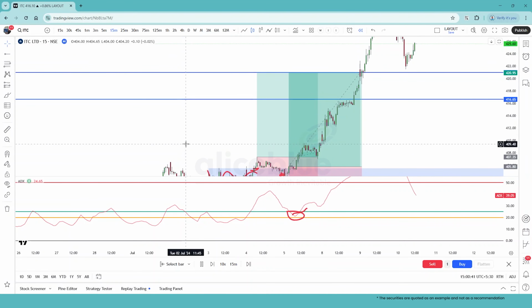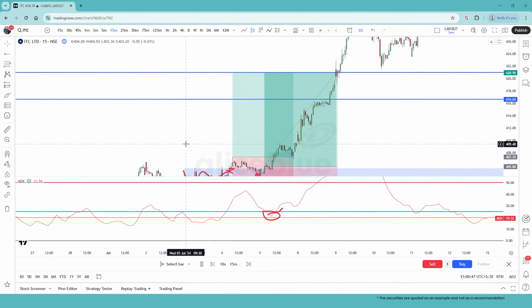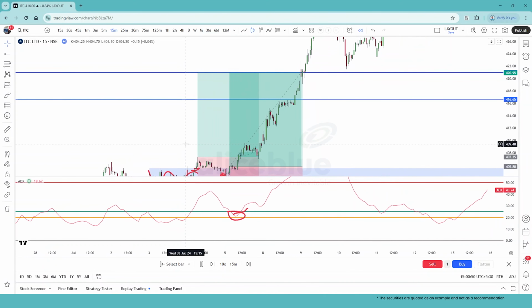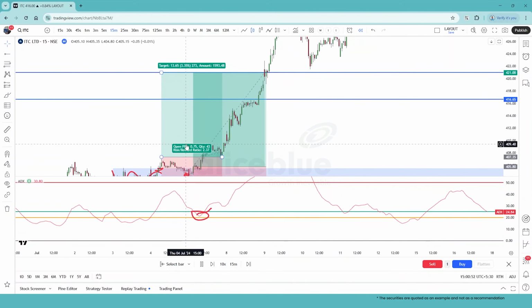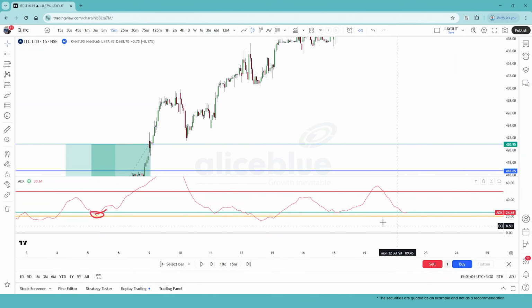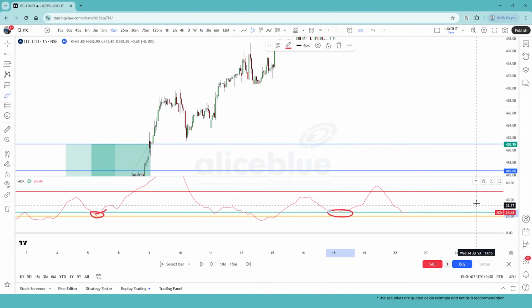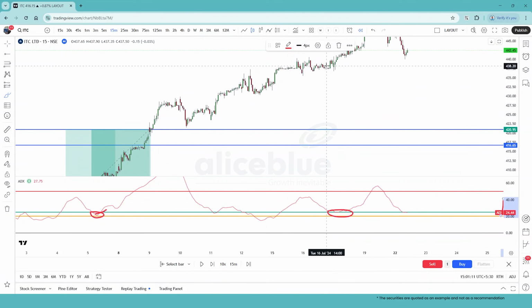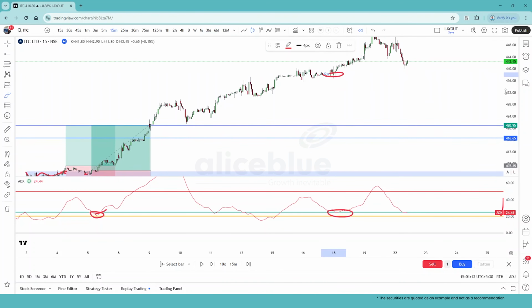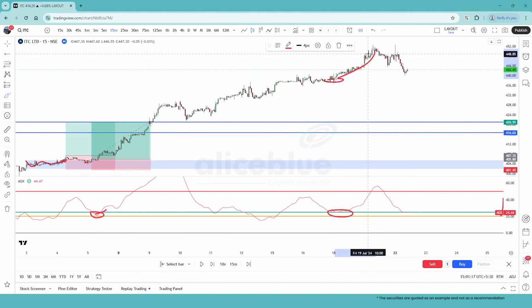So this indicator can be used by intraday traders to understand the strength of the market. Intraday traders require momentum, which means they need strength to capture a big move within a few minutes or a few hours. Here also it was working very perfectly. This is the level 20 to 25. After that you can see the ADX gave a breakout at the 20 to 25 level and went up to 50. Like that we can use this Average Directional Index.